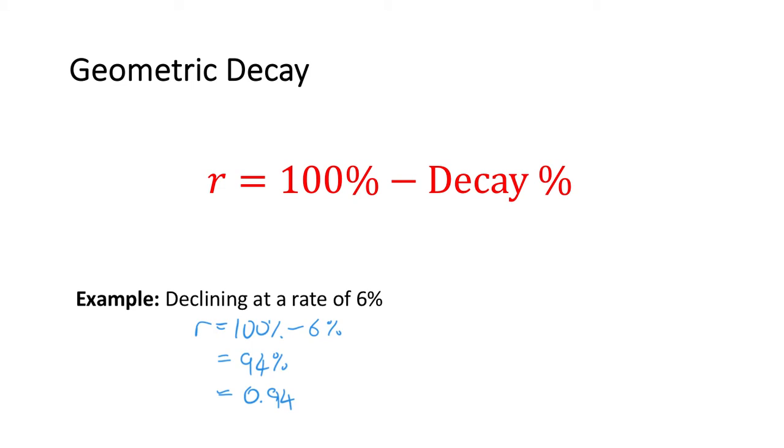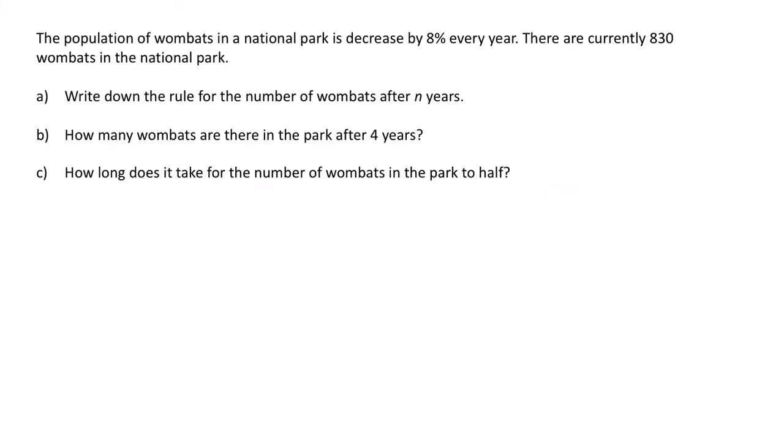So let's have a look at an example of how we apply a decay scenario using the geometric sequences. In the example, the population of wombats at a national park is decreasing by 8% every year. There are currently 830 wombats in the national park. So it wants us to start off by writing down the rule for the number of wombats after n years.